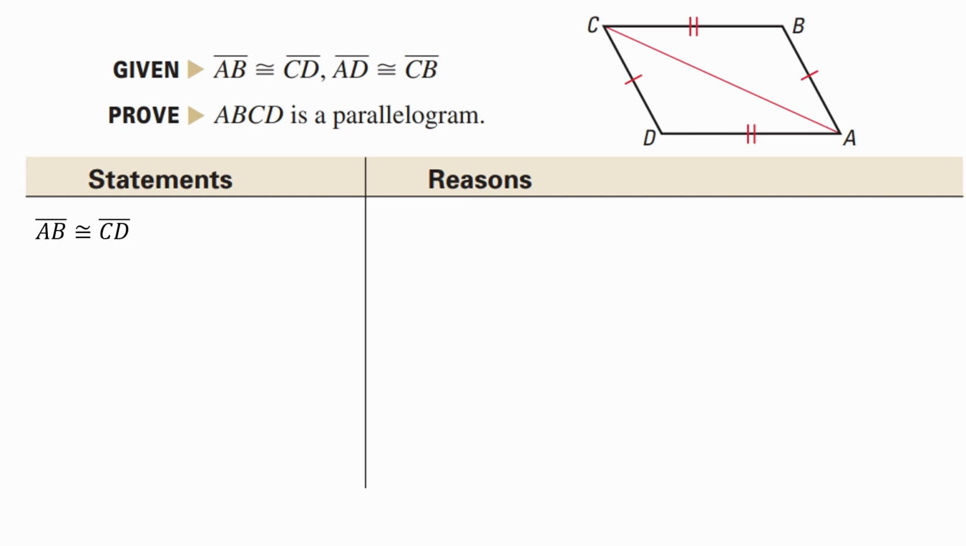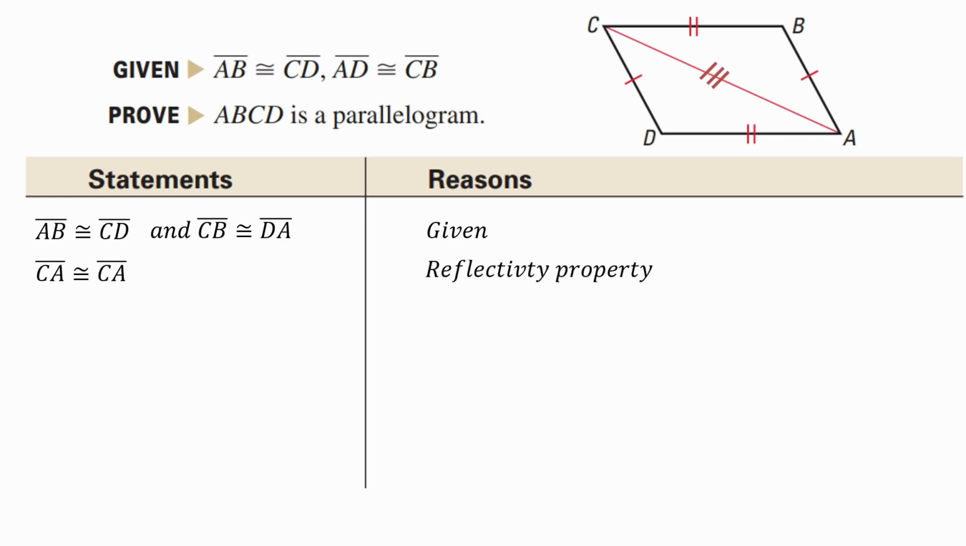We know that line AB is congruent to line CD, and we know that line CB is congruent to line DA. That was just given, so we write that as the first step. Next, we see a line that is being drawn. We know that line CA is congruent to line CA. That is due to the reflexive property. I draw the 3 slashes to indicate that that's a congruent side.